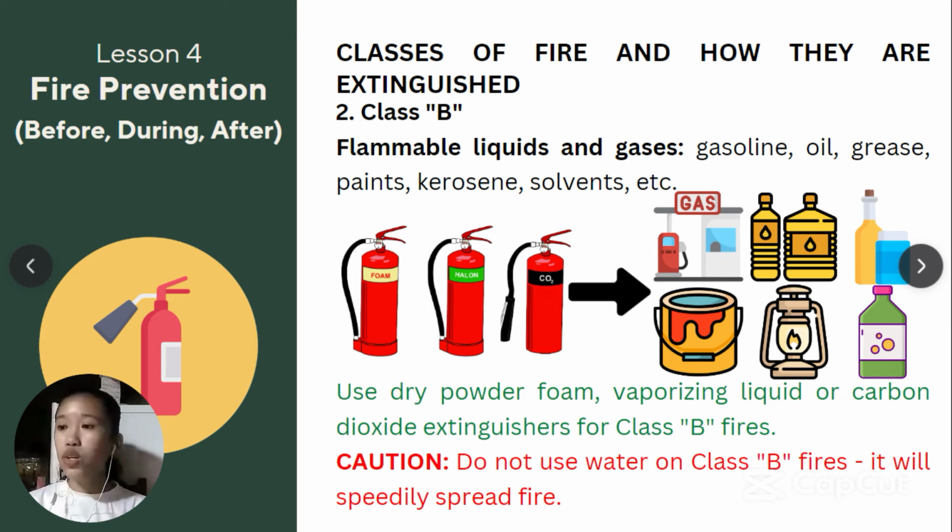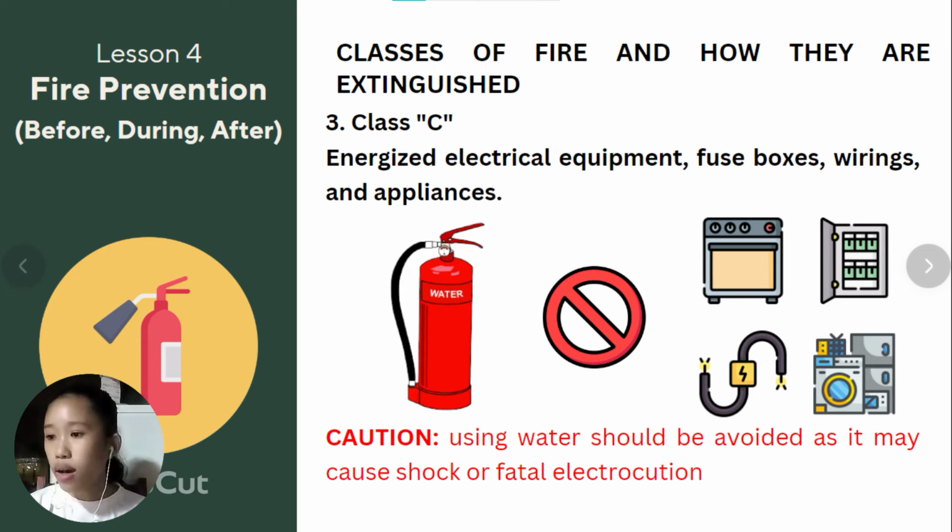And number 2, class B, flammable liquids and gases, for example gasoline, oil, grease, paints, kerosene, solvents, and etc. In this class, we're going to use powder foam, vaporizing liquid, or carbon dioxide extinguishers. The caution is do not use water, because it can mix and may cause the fire to spread.